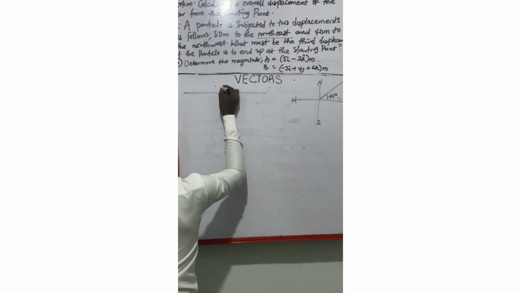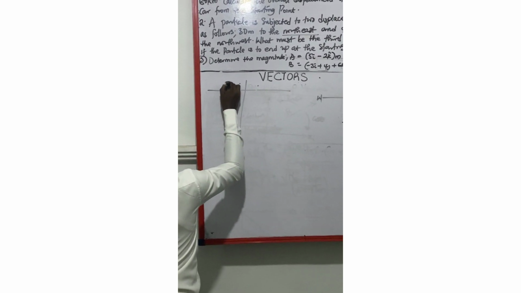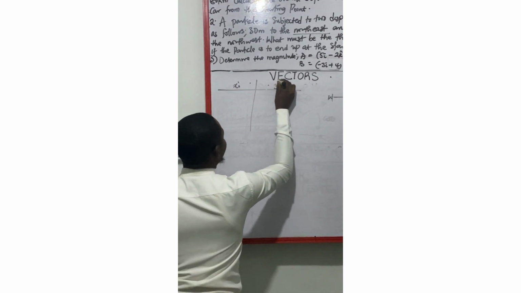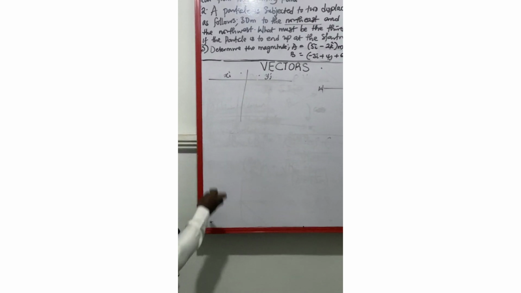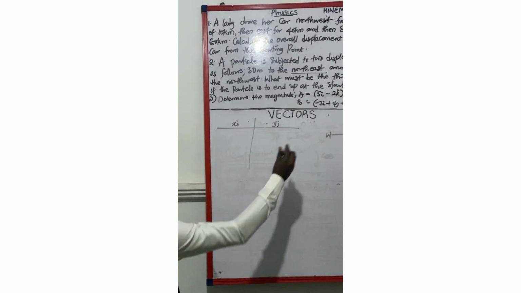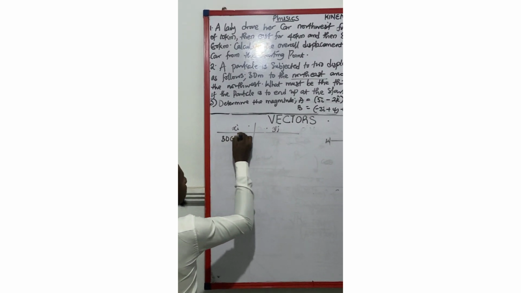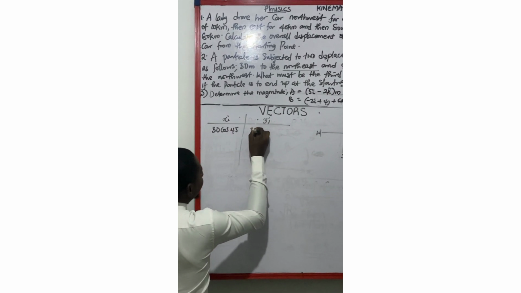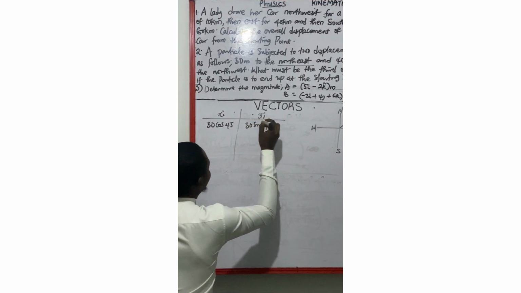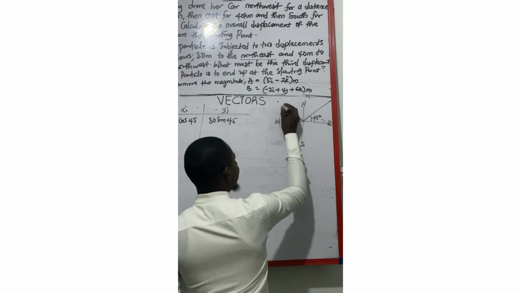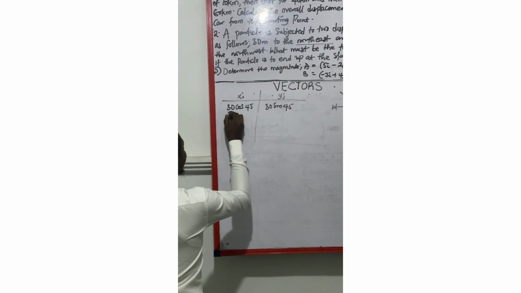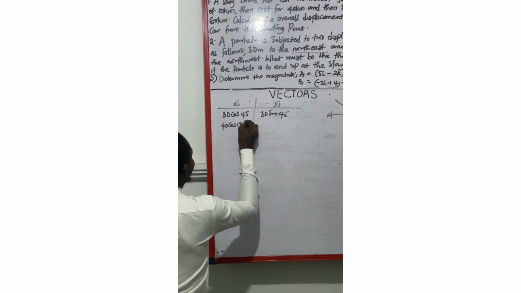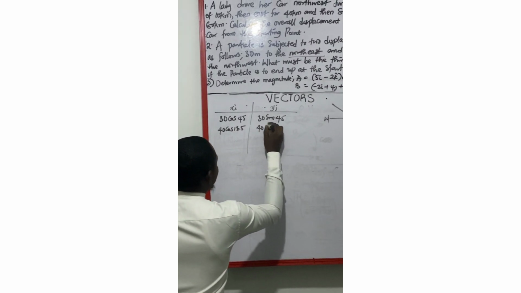So you take it in components, using the components method. Here we have the horizontal, we have the vertical. Okay, so going with that, we are now going to start: 30 meters to the northeast, meaning 30 cos 45, 30 sine 45, and 40 meters to the northwest. This is northwest. So here again, 90, here 45, 135. So we have 40 cos 135, 40 sine 135.